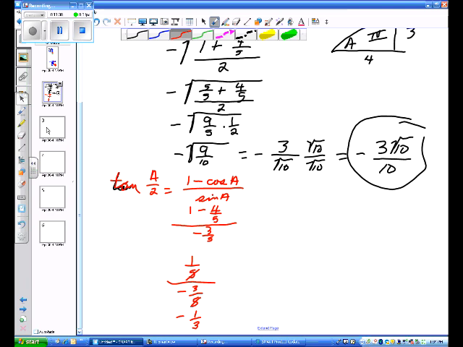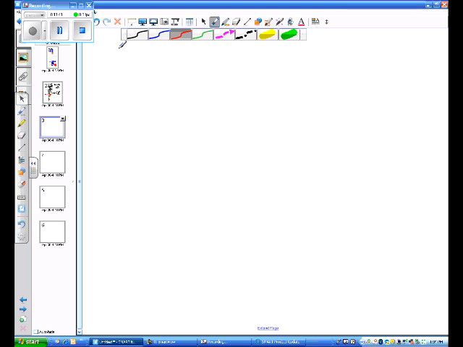Okay, let's look at another one. Let's say that we were told that the sine of beta was negative 2 square roots of 2 over 3, and that beta was in quadrant 3. So beta was between 180 and 270. Okay, for this, we're going to find the sine of half of beta, the tangent of half of beta, and the secant of half of beta. So we're going to do several problems.